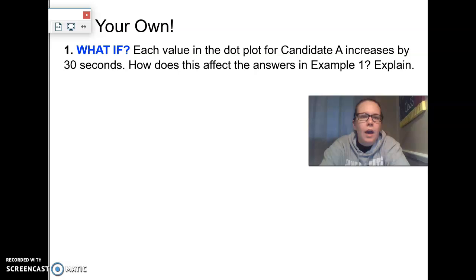How does this affect the answers in example 1? What do you think is going to happen? Is the MAD going to change? Is the mean going to change? And how are they going to change?